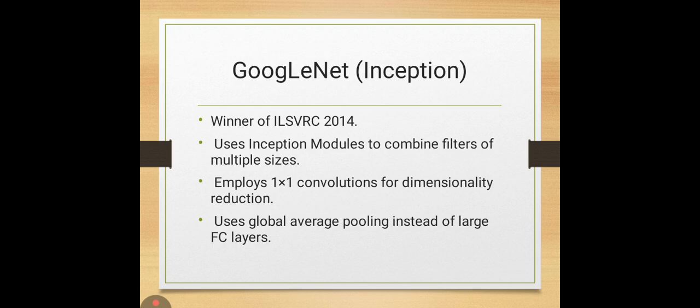Next is GoogleNet. GoogleNet won the ImageNet 2014 competition. It uses inception modules which apply multiple filter sizes in parallel. It also uses 1x1 convolution and global average pooling, and it reduces the parameters significantly.